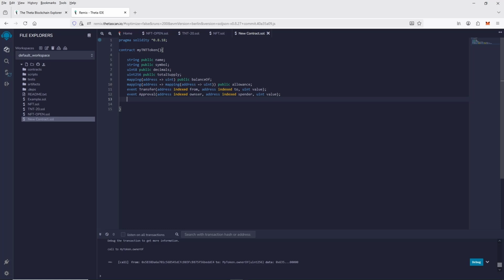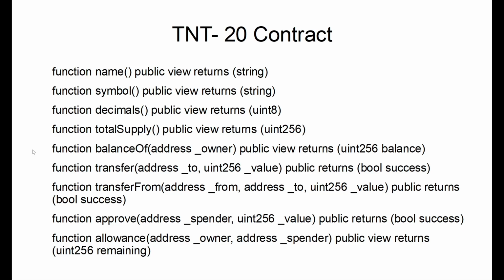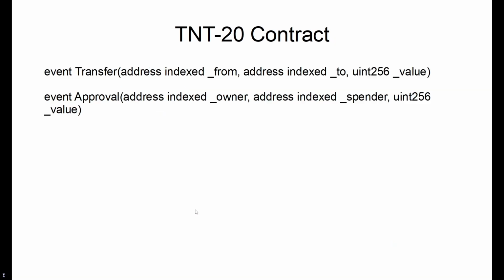All right. Now, what did we just create here? We just created a name, symbol, decimals, total supply, balance of, allowance, and then 2 events. When we look back at what it requires: a name, symbol, decimals, total supply, balance of, and the allowance. So all that's left to create are our transfer, transfer from, and approve functions. And our TNT-20 contract is ready to launch. And we've even created our events for transfer and approval already.